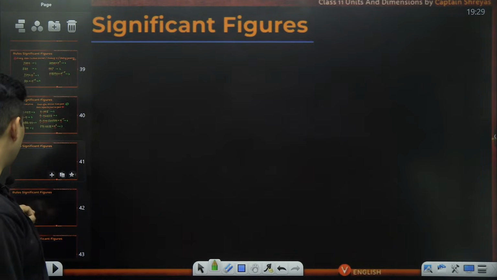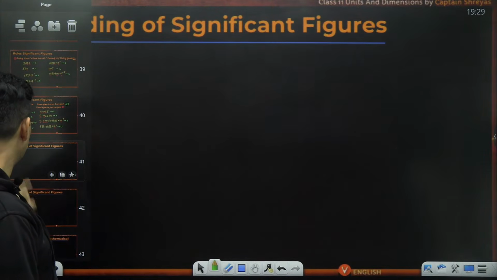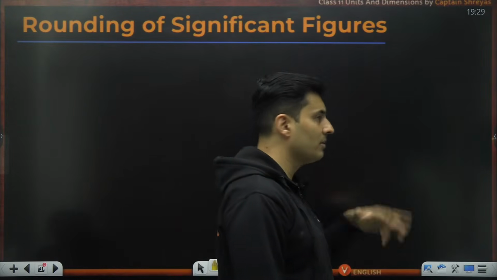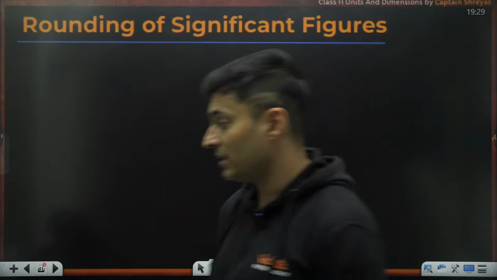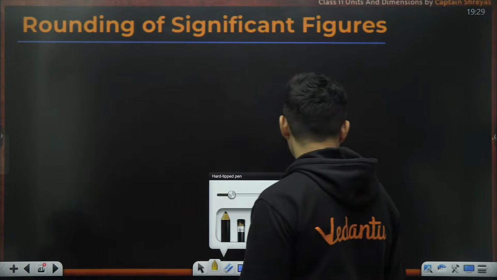Now that you have learned the rules of significant figures, let's learn rounding of significant figures, and then we'll see how to use it in calculations also. Very, very important, guys. Rules of rounding off. Now, this is very, very important, guys.